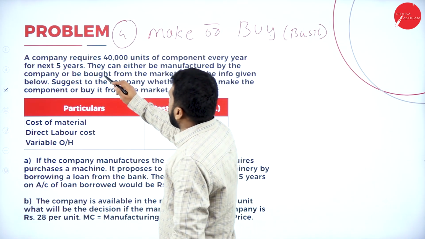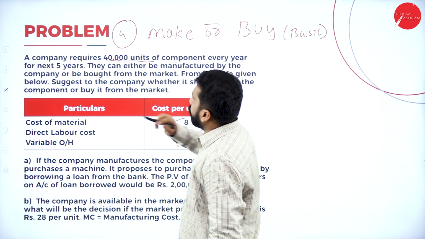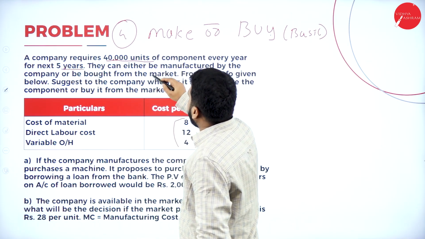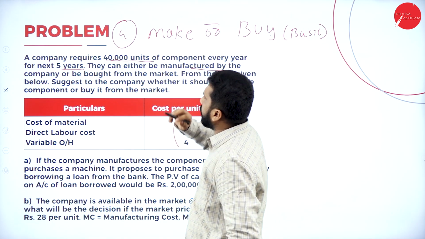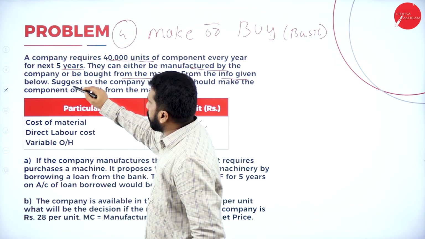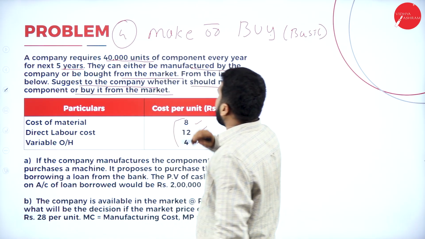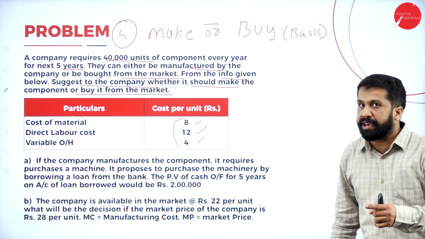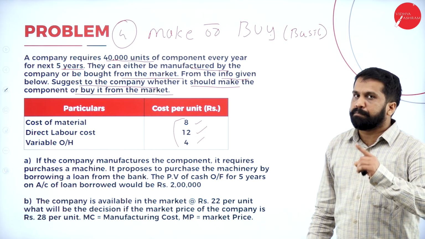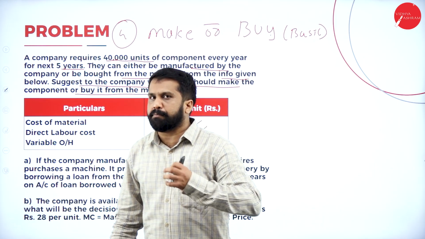Now, a company requires 40,000 units of component every year for the next 5 years. They can either be manufactured by the company or bought from the market. From the info given below, suggest to the company whether it should make the component or buy it from the market. Will you manufacture, or else will you buy from the market?